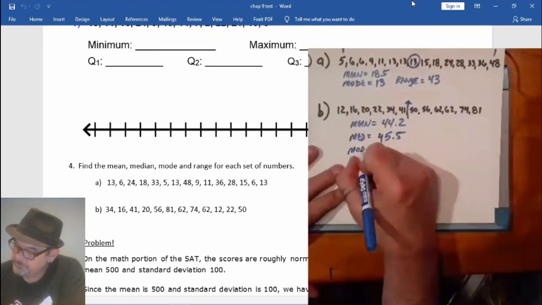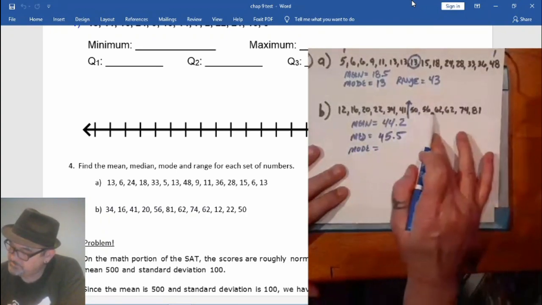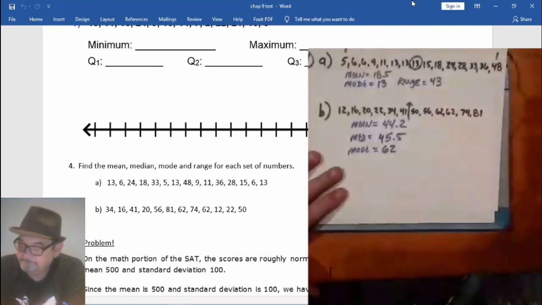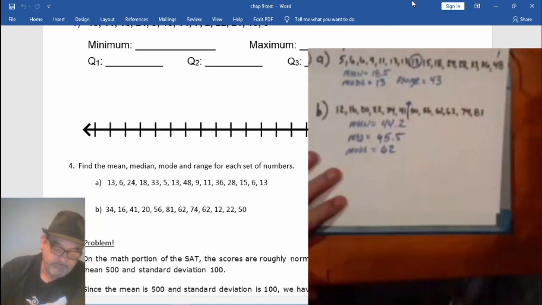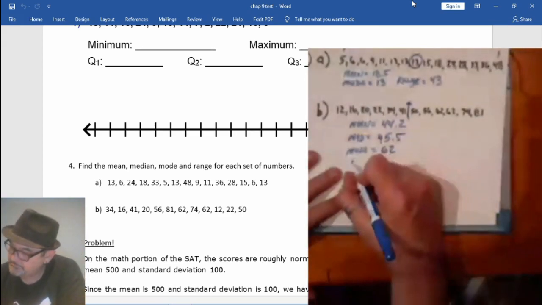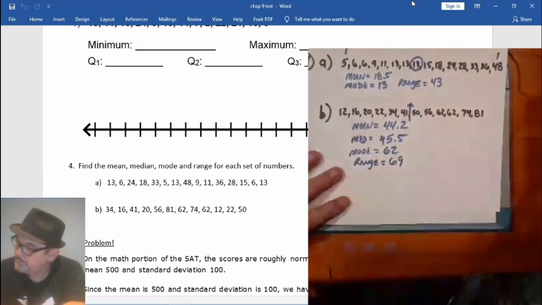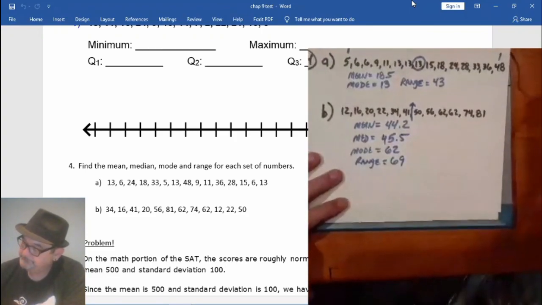How about the mode? What number occurs the most? Looks like just 62. It occurs twice. And then finally the range, from 12 to 81. So 81 minus 12 is 69. Range equals 69. All right, guys? So you can kind of see, these are, again, all measures of center.